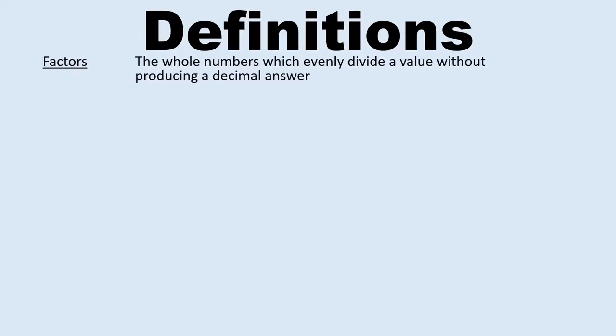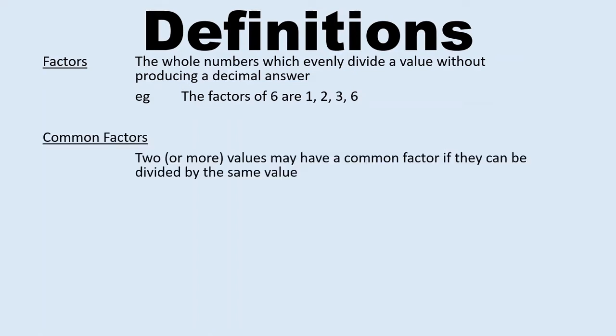Remember that factors are the whole numbers which evenly divide a value without producing a decimal answer. So for example, the factors of 6 are 1, 2, 3, and 6. 6 divided by 1 is 6, 6 divided by 2 is 3, 6 divided by 3 is 2, and 6 divided by 6 is 1. Note that there is a limited number of factors for any given number, but all numbers have a common factor. Think about what that common factor might be.